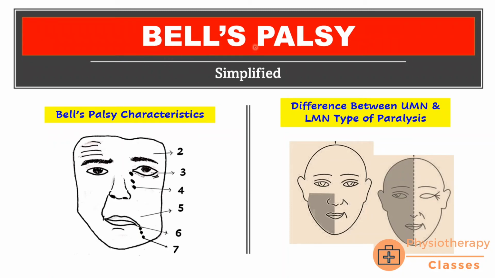This video is on Bell's palsy. So here we will see what exactly happens in Bell's palsy, which nerve is involved and which muscles are paralyzed, and what are the signs and symptoms in Bell's palsy. We will also look briefly at the differences between the upper motor neuron and the lower motor neuron type of paralysis of this particular nerve. The nerve is facial nerve.